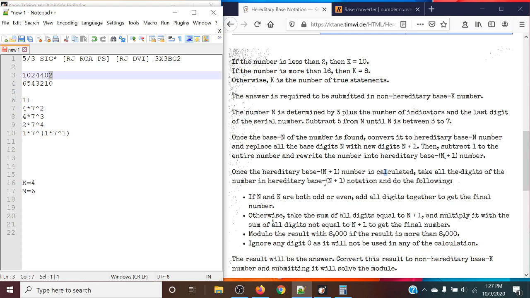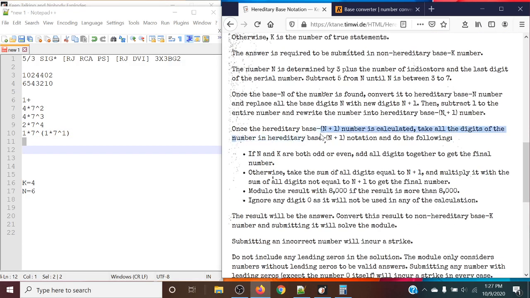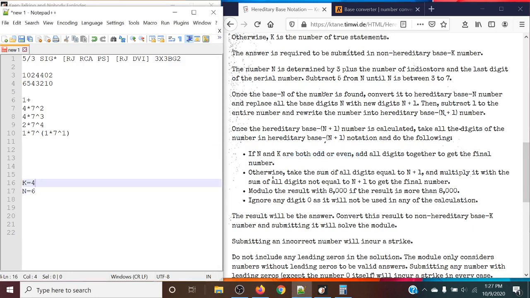So we subtracted 1 from our constant, and if you take a look here, we still have 4, 4, 2, and then 1, equaling each of the base values. So now, once the hereditary base n plus 1 number is calculated, which we have done here, take all of the digits in the hereditary base n notation and do the following. If n and k are both odd or even, in this case, that is absolutely true.